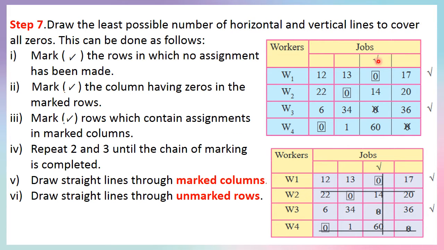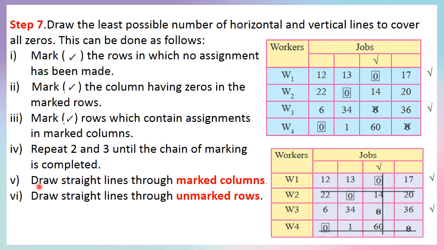And after doing this, tick mark the rows which contain assignments in the marked column. Again, after marking the column, we check whether there is any assignment in that column. Yes, there is an assignment. Then we will mark a tick in the row containing this assignment. So we put a tick mark along this row also, because this row contains this assignment. Then repeat these steps 2 and 3 until the chain of marking is completed.